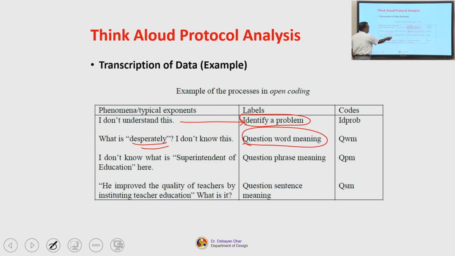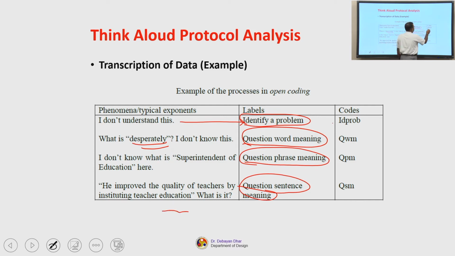Then, I do not know what is superintendent of education here. Again he is questioning the phrase meaning. He improved the quality of teachers by instituting teacher education, what is it? He is again questioning sentence meaning, right. Now, all these labels we used acronyms like IDPROB, that means ID for identify, and PROB for problem. So, these are the codes that we have come up with, and that is what we call open codes, right.